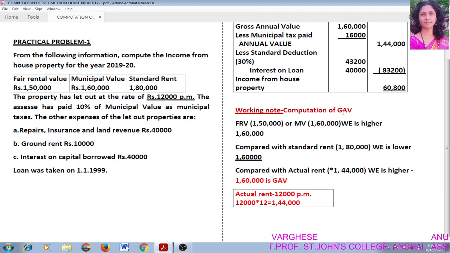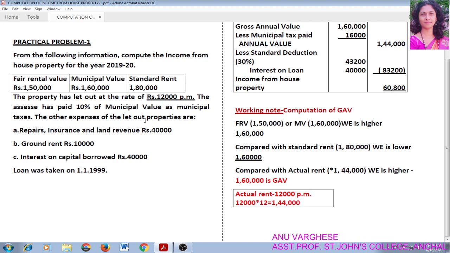So in order to compute gross annual value, you have to compare fair rental value with municipal value, whichever is higher. That means fair rental value is 1,50,000, municipal value is 1,60,000, whichever is higher. So 1,60,000 is higher. You have to compare this figure with the standard rent. Standard rent is 1,80,000, whichever is lower. So 1,60,000 is lower. That figure has to be compared with actual rent.